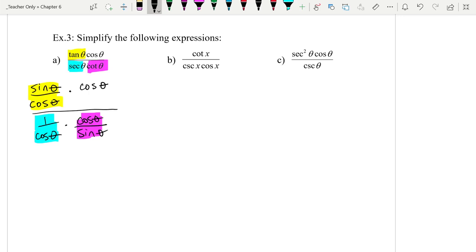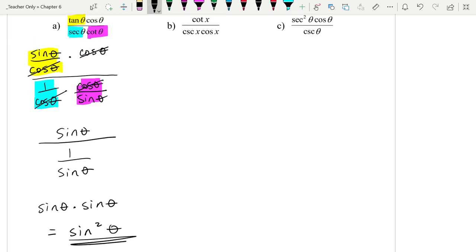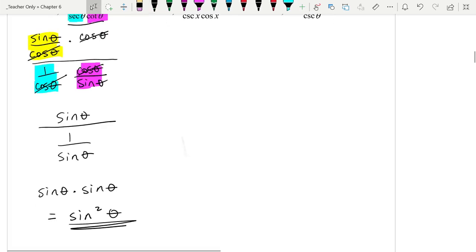See what I can do now that I've replaced those with those identities? I can say that when you have sine divided by cosine times cosine, those cosines cancel. So the numerator is just sine theta. And the denominator is, well, the cosines cancel, so it's 1 over sine theta. And once again, how do you divide when you're in fraction land? You multiply by the reciprocal. There we go. This thing here simplifies to that.